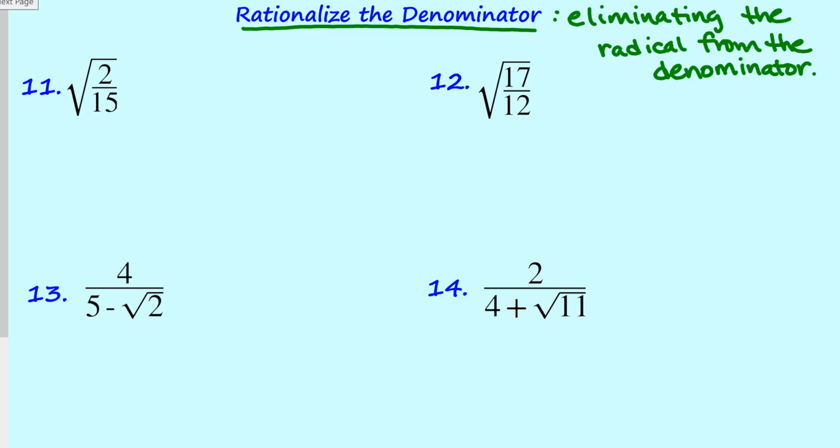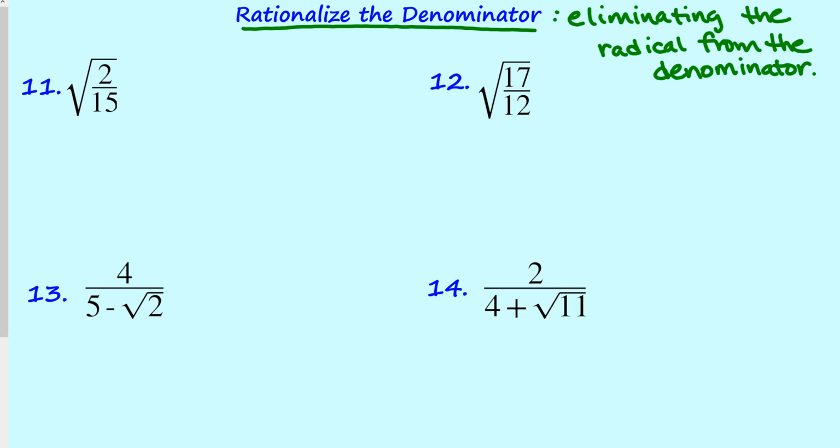Okay, let's get to part 2 of this lesson, and we're going to rationalize the denominator, which, as I was just explaining at the end of the last video, is eliminating the radical from the denominator. So all you're doing is changing how the expression looks. You're not changing its value. It's like you changing clothes. You're still the same you on the inside, you just look different on the outside.